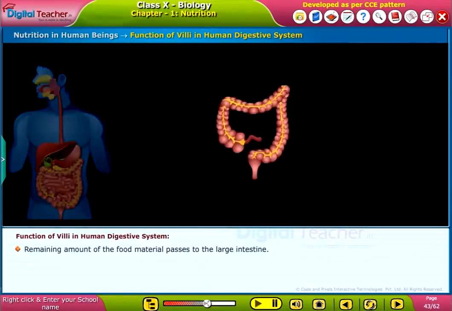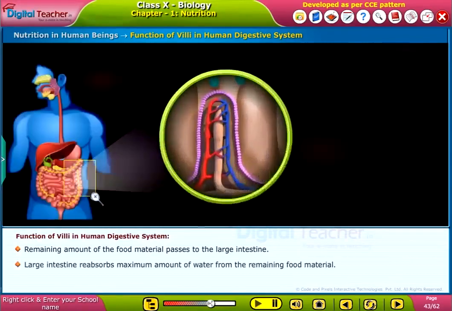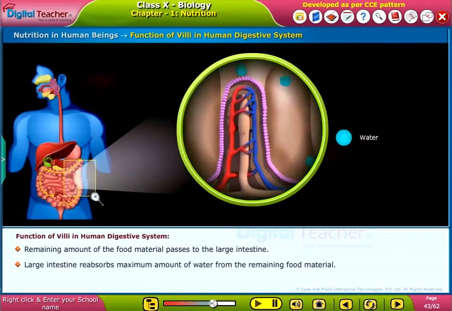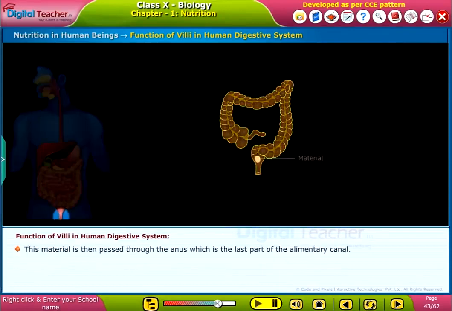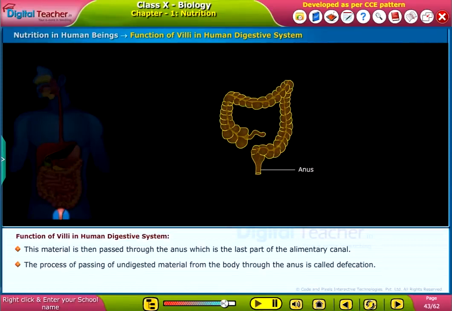Remaining amount of the food material passes to the large intestine. Large intestine reabsorbs maximum amount of water from the remaining food material. This material is then passed through the anus, which is the last part of the alimentary canal. The process of passing of undigested material from the body through the anus is called defecation.